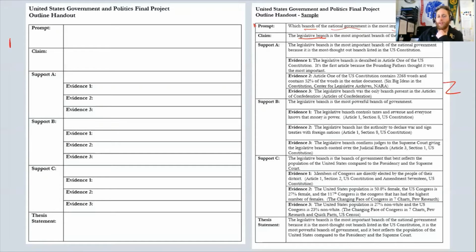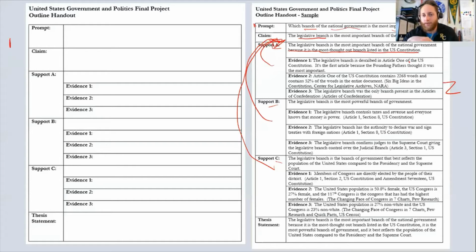From there, you need to come up with support A, B, and C that all tie back to your claim of the legislative branch. So that goes over there, B goes over there, and C all ties back to the legislative branch of the national government. So if we're looking at support A, and this is after you do a whole bunch of research and outlining or whatever, that's whenever you transition to the handout. So the legislative branch is the most important branch of the national government because, so here I have a complete sentence, because it is the most thought out branch listed in the US Constitution.